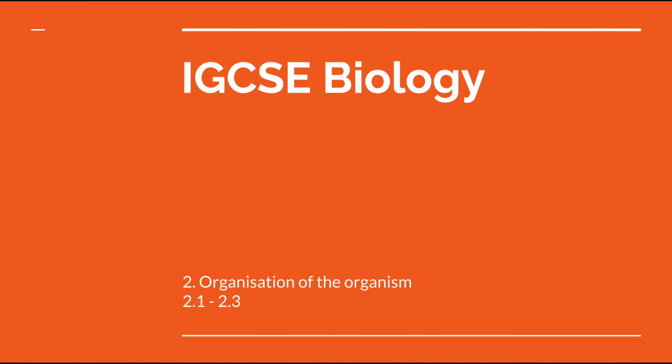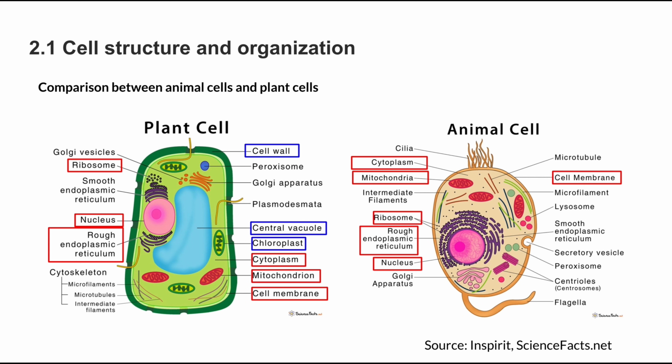Hello, today we will review Chapter 2 of the IGCSE Biology syllabus, which is Organization of the Organisms. So we'll first start with cell structure and organization. So we will compare between an animal cell and a plant cell.